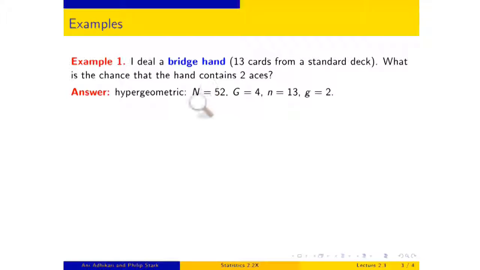So my population size is 52. That's my whole deck. My simple random sample size is 13. That's the size of my hand. And now I need to define what is a good element. Well, what am I counting? I'm counting aces. Those are the good elements. How many are there? Well, in the deck, there are 4. How many do I want? I want 2. So it's a straight hypergeometric setup with a population size, good elements in the population, sample size, good elements in the sample that we have identified.